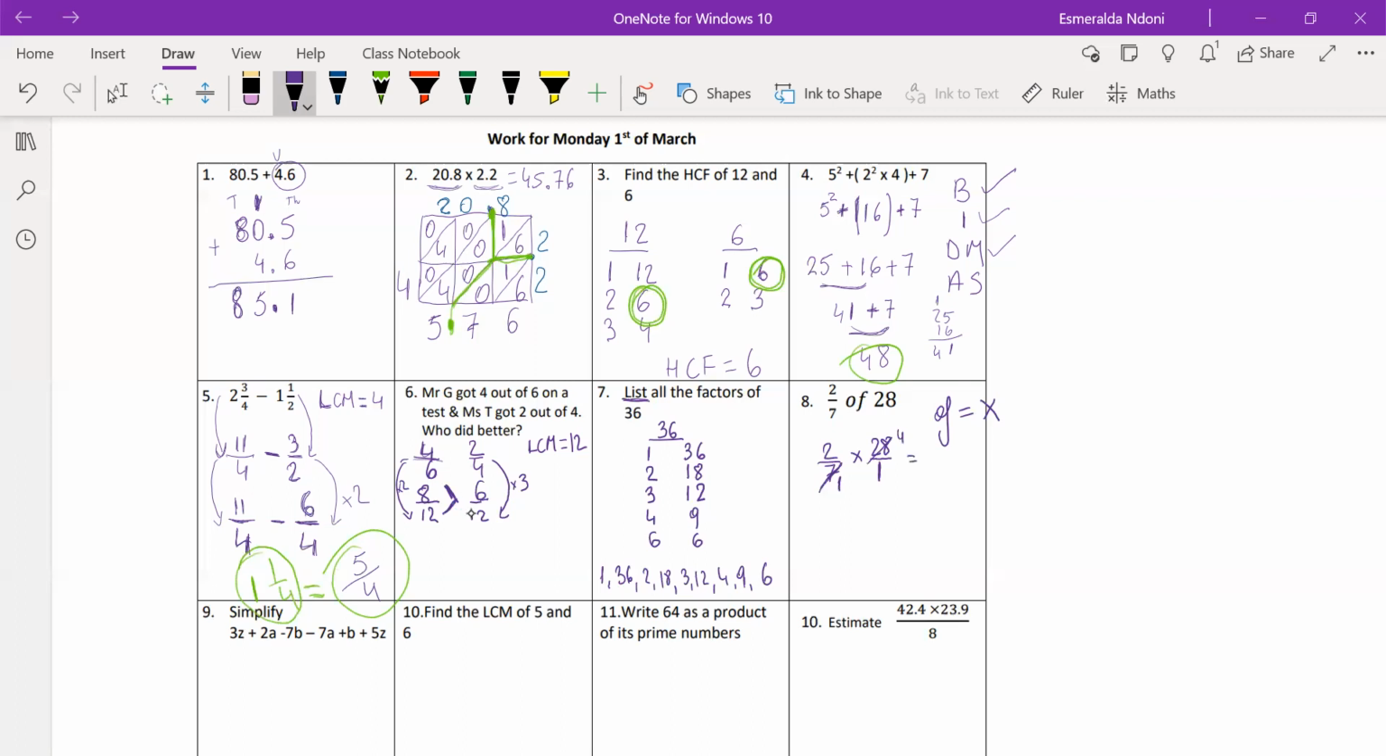Now look how easy it is. 2 times 4 is 8 over 1, and the answer is 8.